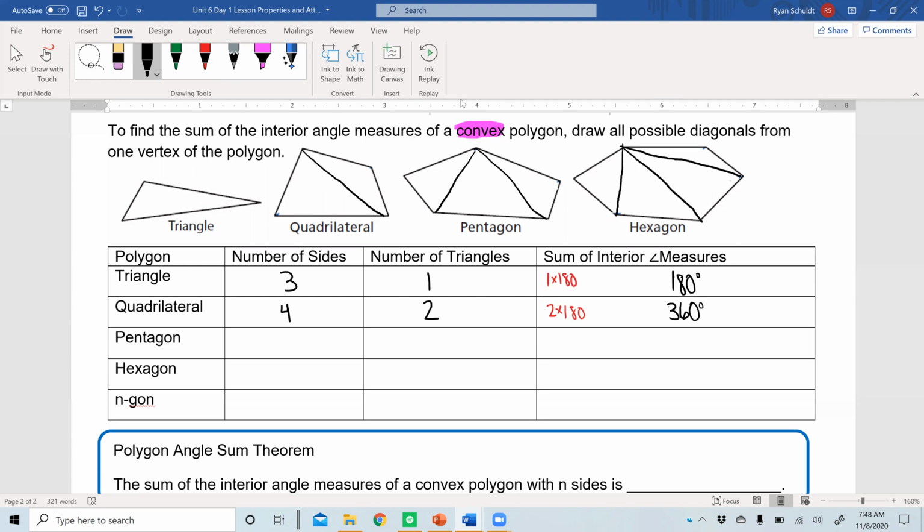Now for a pentagon, how many sides do I have on a pentagon? 1, 2, 3, 4, 5. Okay. How many triangles do we see? 1, 2, 3. Since I have 3 triangles, to get the sum of the angle measures, I can do 3 times 180, which gets me 540 degrees.